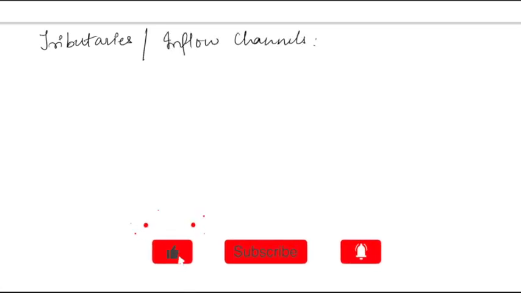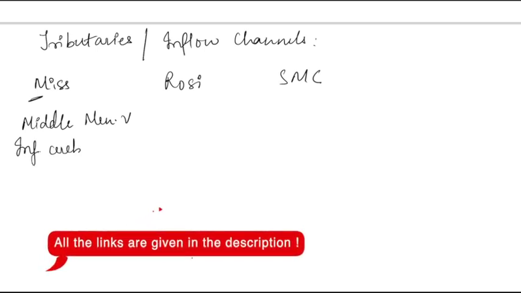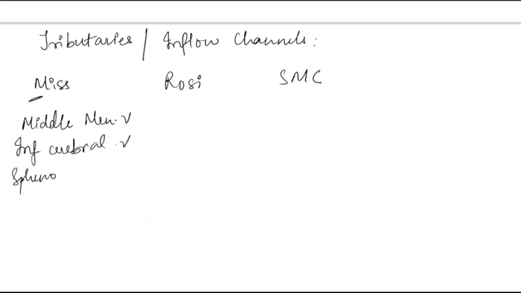Now there are tributaries that drain the cavernous sinus, or inflow channels. For this, we have a mnemonic which goes like Miss Rosie SMC. So Miss Rosie: M is for middle meningeal vein, I is for inferior cerebral vein, and S is for sphenoparietal sinus.